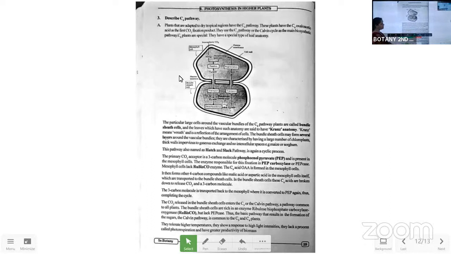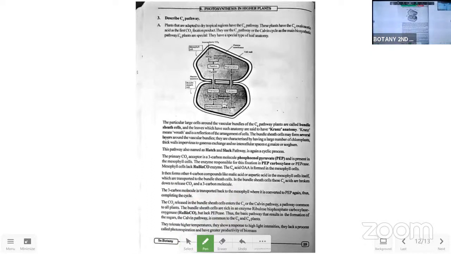In the 4th chapter we have finished the neat labeled diagram for the chloroplast and the differences between C3 and C4 plants. Now we will go with the next question, that is describe the C4 pathway. So what is the C4 pathway and how to write the answer for this question?